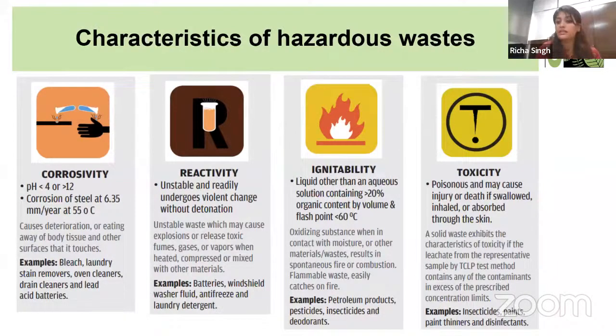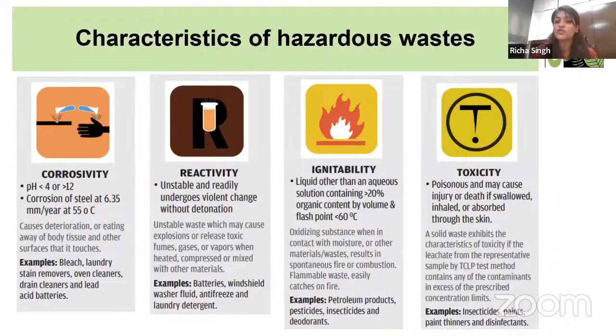Why? Because it has a tendency to corrode or cause a corrosion effect in the body tissue or other surfaces when it comes in contact with that. So examples could be bleach, laundry stain removers, oven cleaners, etc. Reactivity means the tendency of the waste which may cause explosion or release toxic fumes, gases, or vapor when heated, compressed, or mixed with other chemicals.